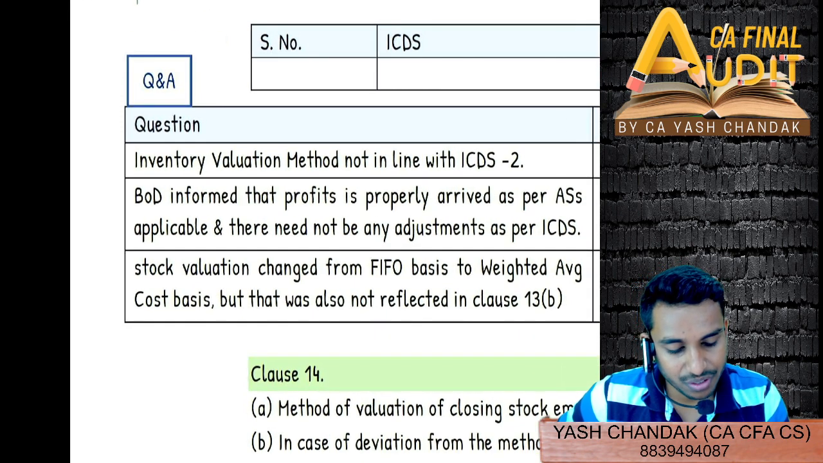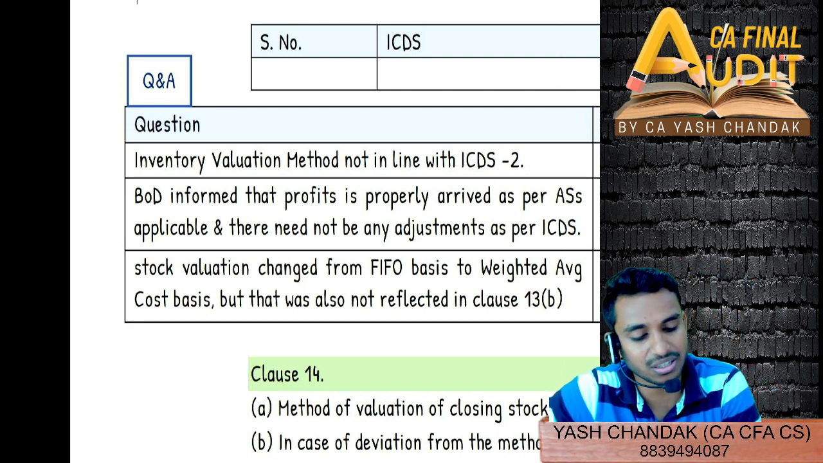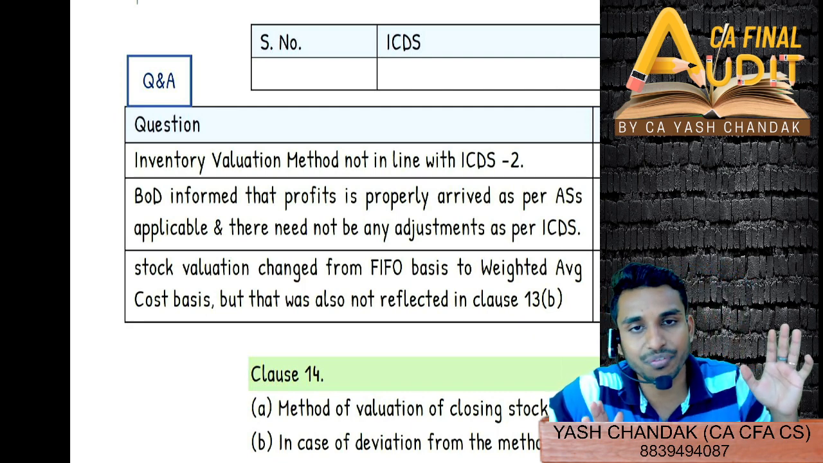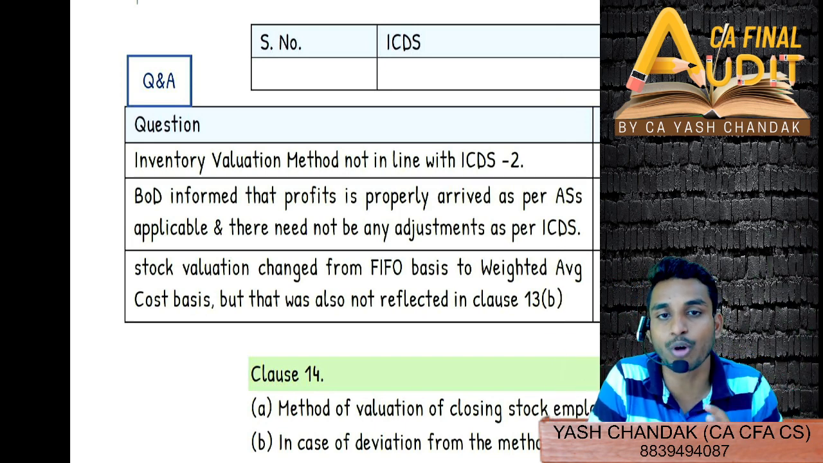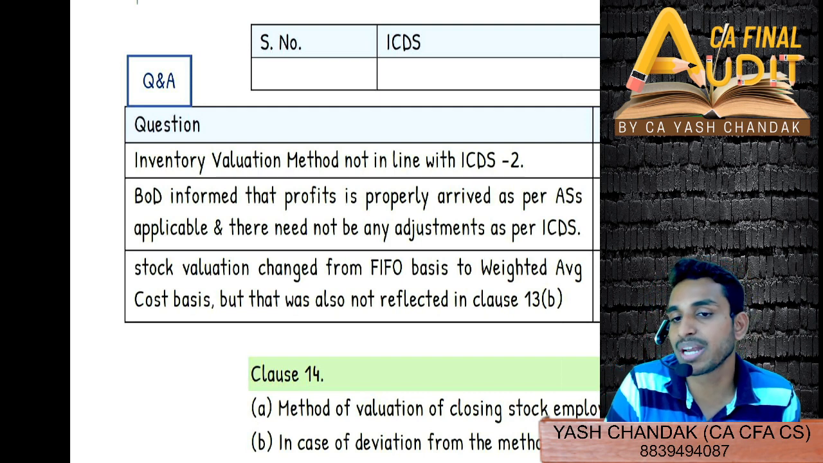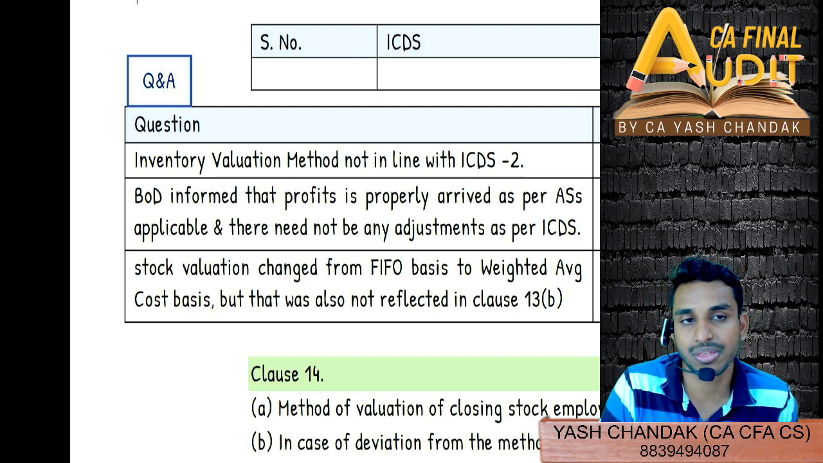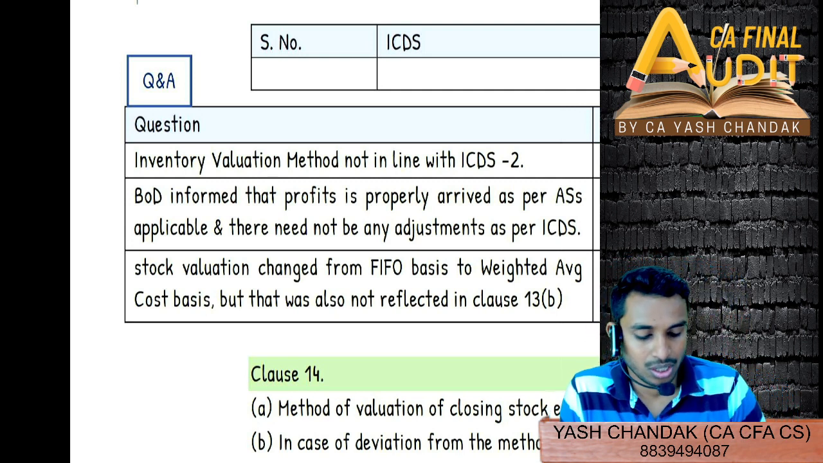BOD informed that profit is properly arrived at as per applicable accounting standards and there need not be any adjustment as per accounting standards. So what is the board of directors telling? That we have derived our profit according to accounting standards. We have maintained our books of accounts and thereby derived our profits from there. And we need not do any adjustment according to ICDS. So are they correct?